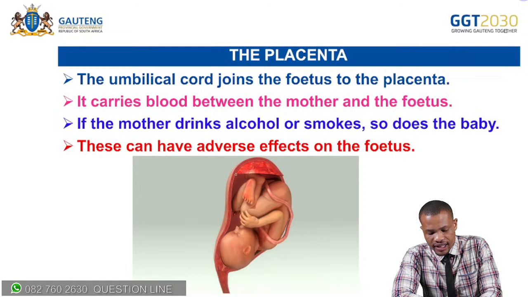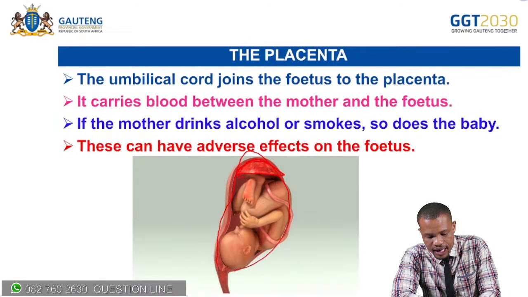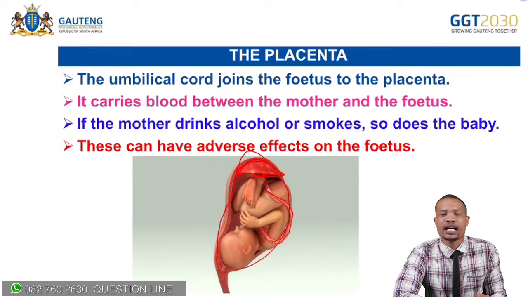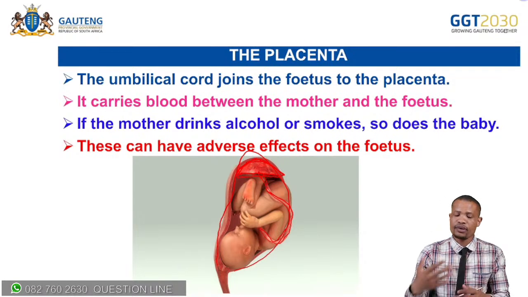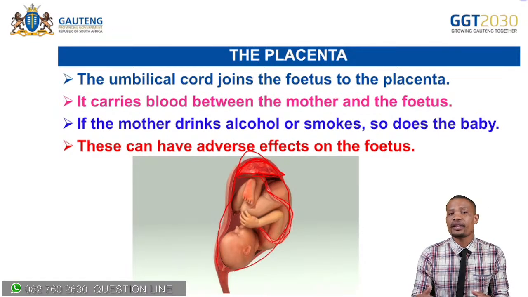The placenta is this organ here at the top. So this is inside the uterus. This is the uterus of the woman, and we have the placenta up there at the top. And the umbilical cord is connected to the placenta all the way to the belly button of the baby. Right. So this is the cord that joins the placenta to the baby. And it transports blood between the baby and the mother. Okay?